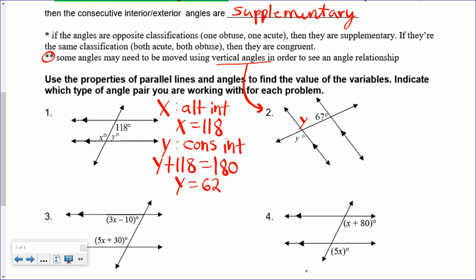I could put a vertical angle y right there. I know they're congruent. That's what lets me put the y in that position. And now what's the relationship between these angles? Consecutive interior, which means that they are supplementary. So I can say y plus 67 is equal to 180. 113.